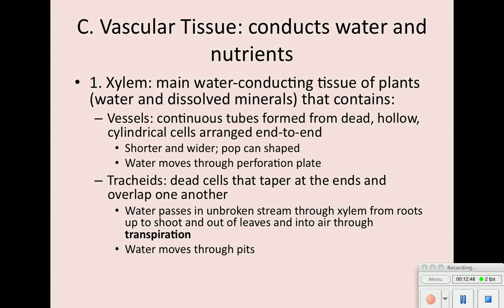There are 2 types of xylem vessels, if you want to think of it that way. So we have vessels, continuous tubes, they're hollow, cylindrical, arranged end to end, and water moves through it. And then we have tracheids, which are dead cells that taper at the ends and they overlap each other. So they both serve as water transportation, but their structure's a little bit different.